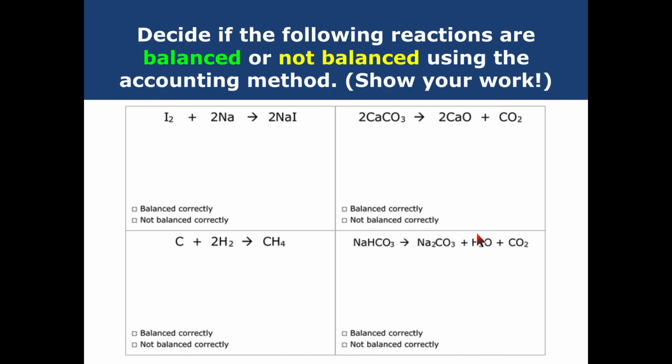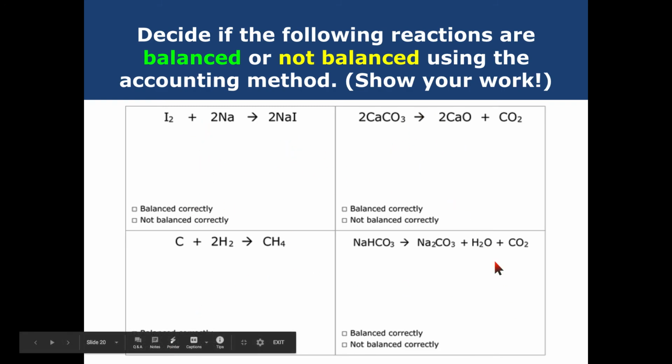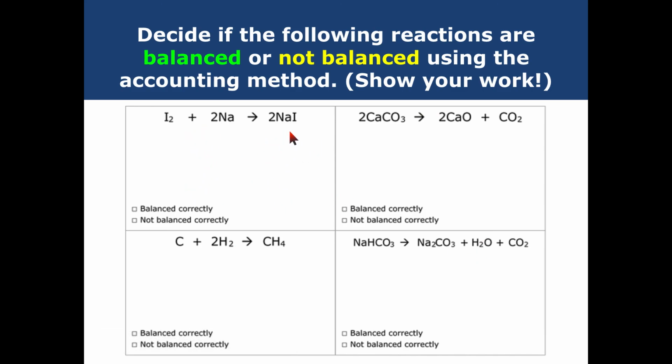So again, you're going to T-chart. You're going to T-chart the reactants. You're going to T-chart the products. You can do that for all of these. And if it checks all the way down, if it's balanced on both sides all the way down, then you would mark balance correctly. If it's not, if one is messed up, it's not balanced correctly.